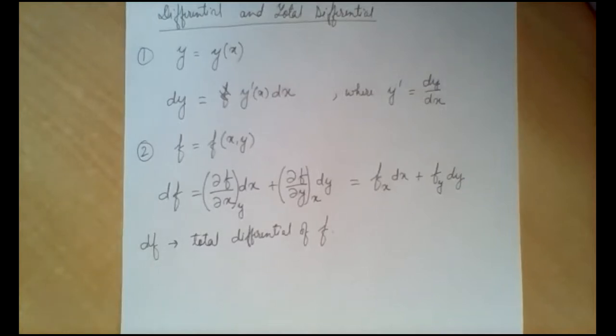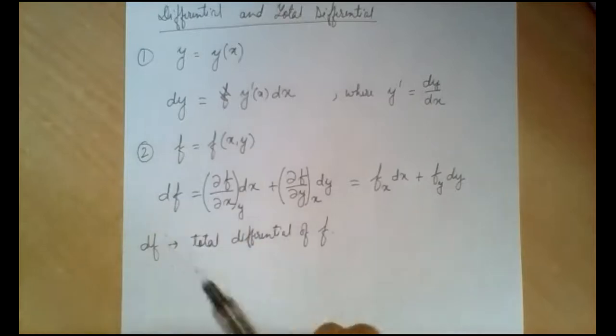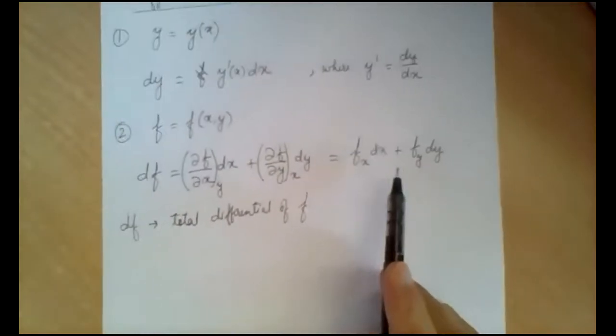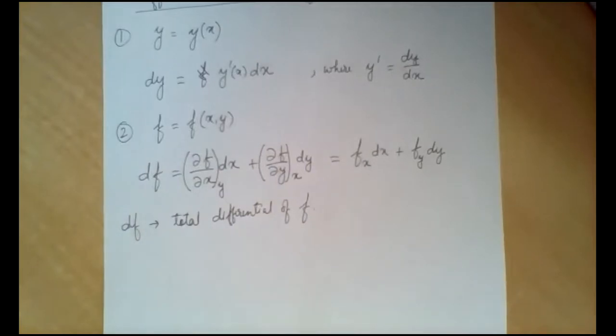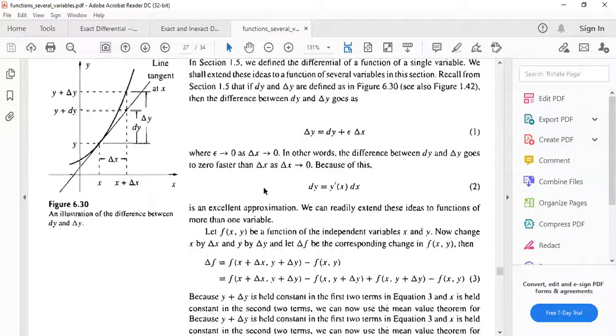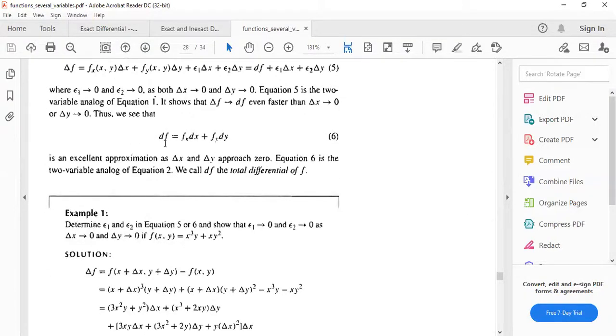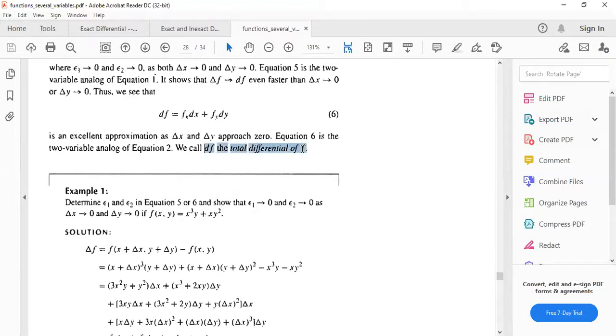For a function of many variables, for example f, which is a function of two variables x and y, the partial derivatives may exist, but a function is differentiable or not is another question. Let me show it here, sharing the screen. The total differential: df equal to fx dx plus fy dy. This df is called the total differential of f.